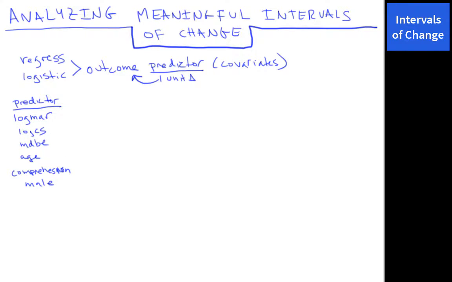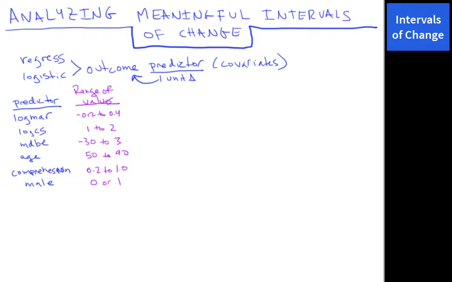We have to think about first what is the range of values that we see in our data set, and that helps us understand whether a 1 unit change is really meaningful. So for logMAR, it goes from about -0.2 to 0.4. Log CS goes from roughly 1 to 2. Mean deviation goes from -30 to 3. Age goes from 50 to 90. Comprehension goes from 20% to 100%, although it's a proportion. And male is either 0 or 1.